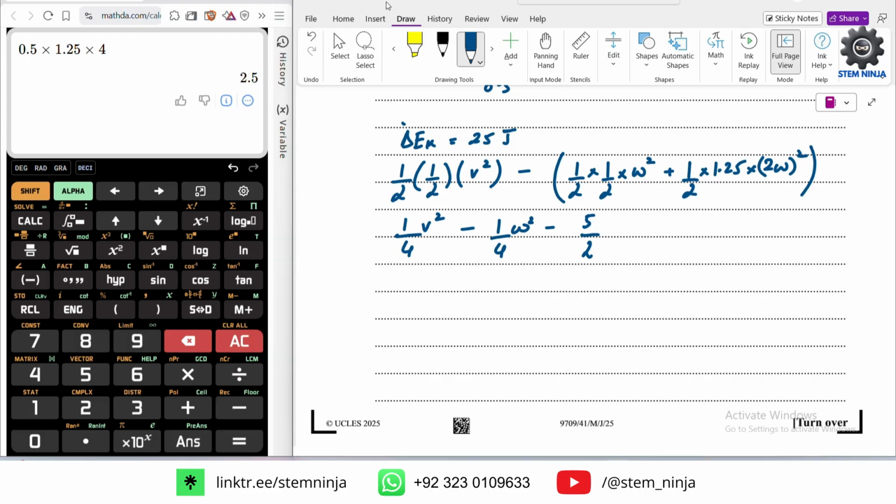We can rewrite it as 10 over 4 omega squared, which is equal to 25. So the first thing we can do is convert v into 6 omega and then multiply this by 4. So you will have 36 w squared, sorry, this is w, not omega. W squared minus 10 squared equals 100.